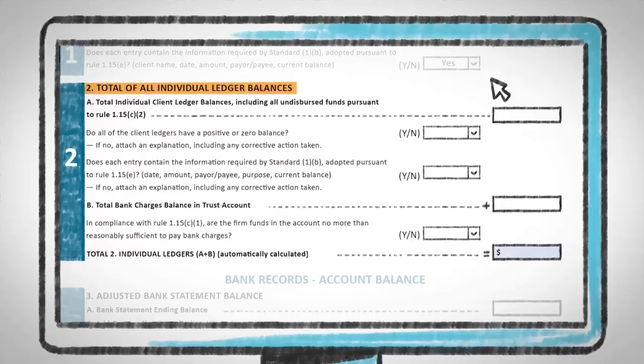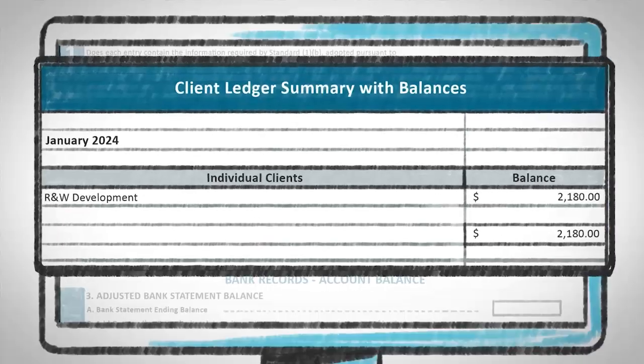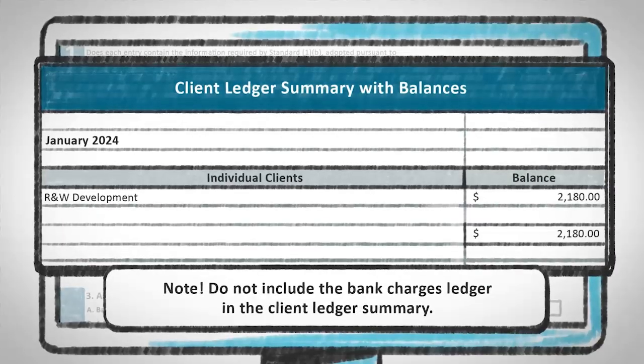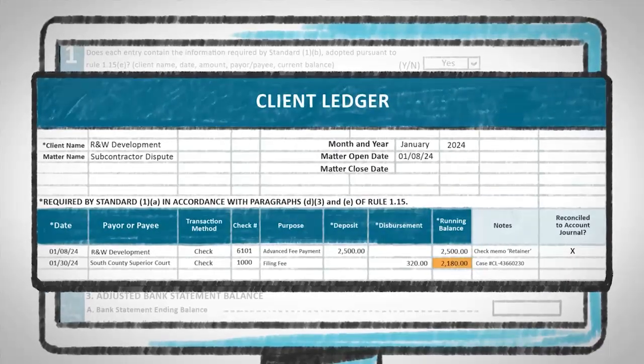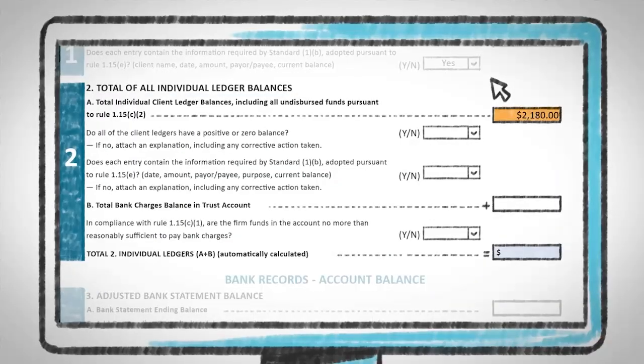Section 2 of the reconciliation form relates to the individual ledgers. First, enter 2A, the total amount of all client ledger balances as of the reconciliation date. We calculate this total by preparing a client ledger summary of all client names with their client ledger balances. In our example, we only have one client, so we'll enter their balance.